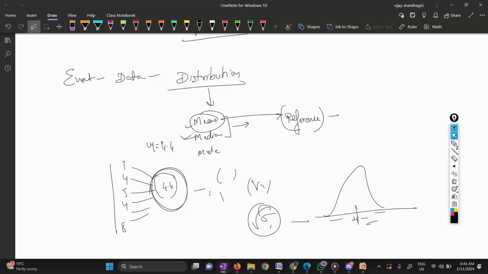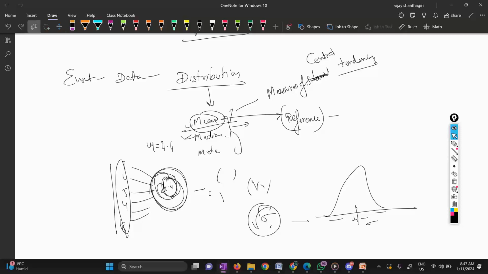So that is why mean, median, and mode are called the measures of central tendency. The tendency of the whole distribution around this center. Mean, median, and mode. That's what they talk about. Fine. That's what they did.